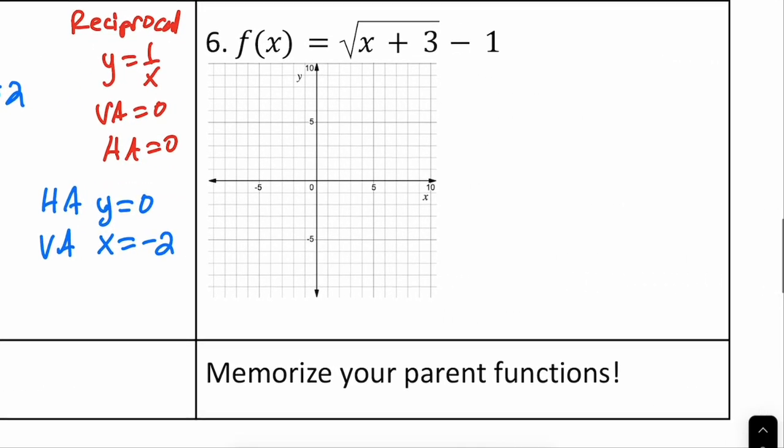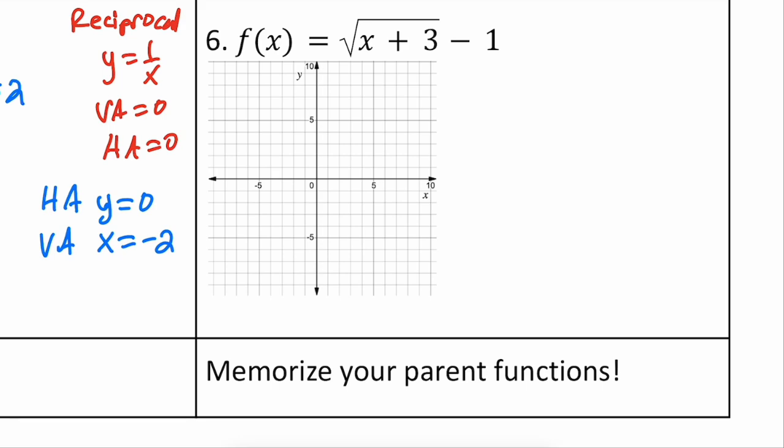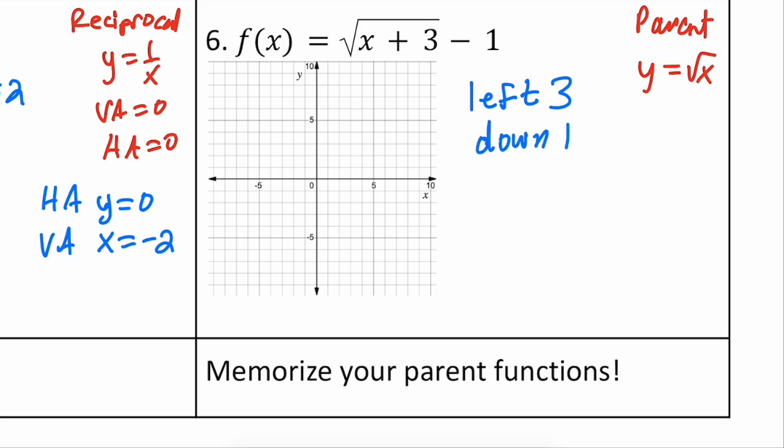Let's take a look at number 6. What's our parent? What's our parent for this one? The square root function. How has it been transformed? So if we have a plus 3 on the inside, that is going to move it how? To the left. The minus 1 on the outside is going to move it how? Down, down 1. Okay. So let's put our original on.